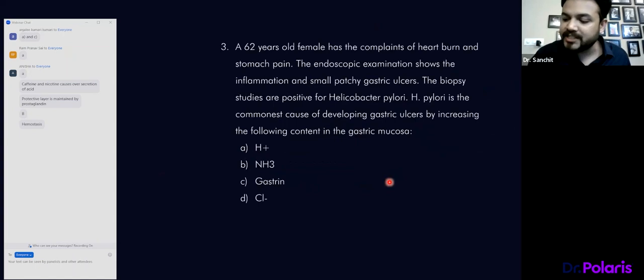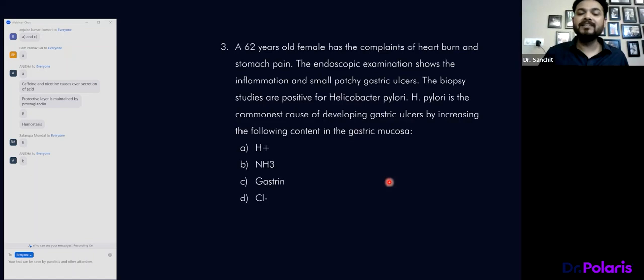Now I move to question number 3. A 62 year old female has the complaints of heartburn and stomachache. Heartburn is acidity in simple terms, and stomach issues, stomach pain. Now the endoscopic examination shows inflammation and patchy gastric ulcers. See, I'm still on the ulcers because now it has got to do with H. pylori. Helicobacter pylori is a particular microorganism which causes gastric ulcers.